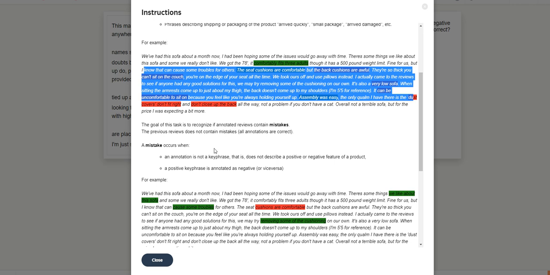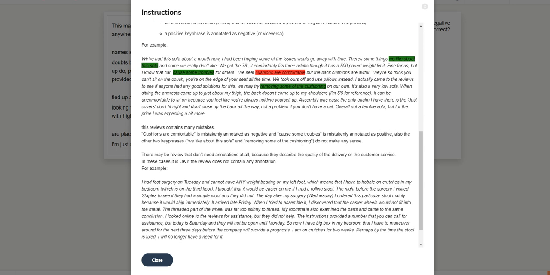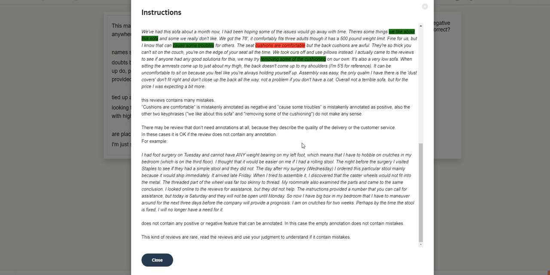The goal of this task is to recognize if annotated reviews contain mistakes. The previous reviews do not contain mistakes. But this one, "cushions are comfortable," was tagged as negative, but it is supposed to be positive. So if it is something good about a product, it has to be tagged as positive. If it is something bad about a product, then it has to be tagged negative.